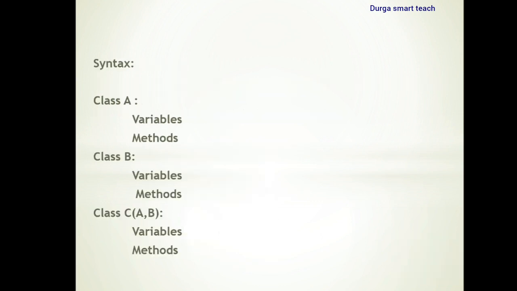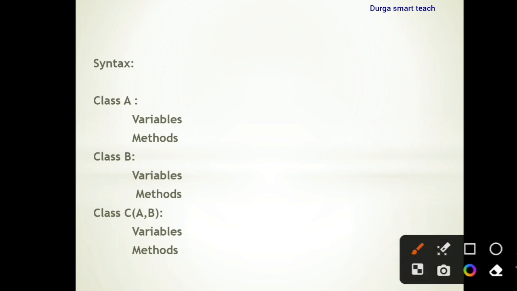So this is the syntax. So here the number of parent classes is 2. Okay. So you can take any number of parent classes. Yes. So I am creating one child class, that is C class. So C class is derived from both A class and B class. So that's why A comma B.